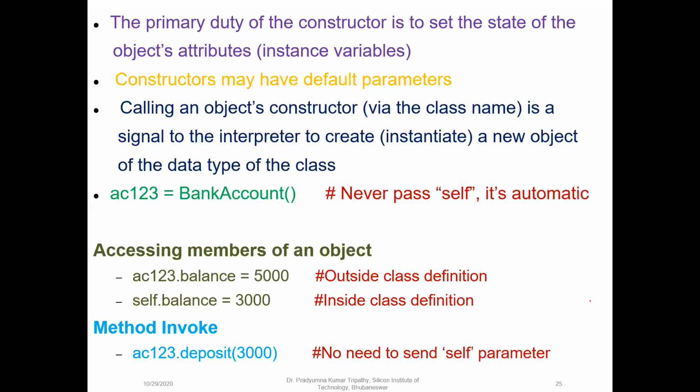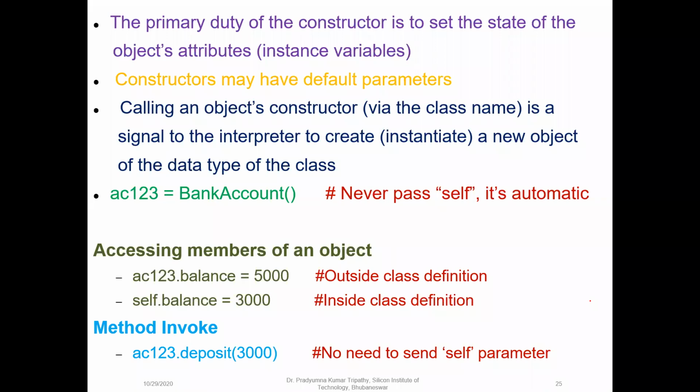The primary duty of the constructor is to set the state of the object's attributes. State of the object's attributes means roll number: what is the value of roll number? What is the value of name? What is the value of mark? What is the value of grade? These things.